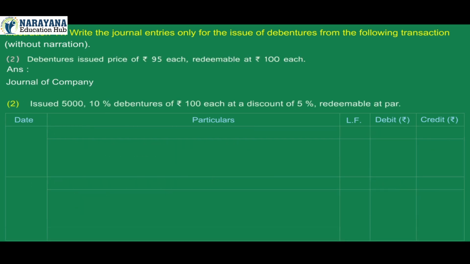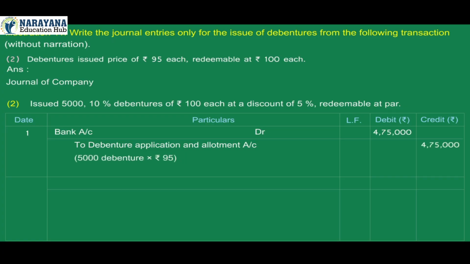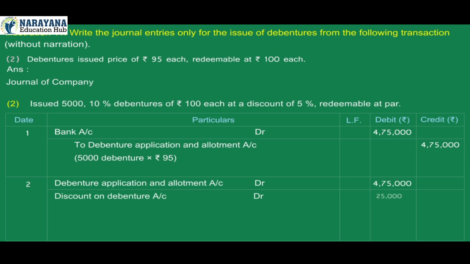2. Debentures issued at the price of ₹95 each, redeemable at ₹100 each. Date, particulars, ledger folio number, debit, credit. 1. Bank account debit, 4,75,000, to debenture application and allotment account credit, 4,75,000, 5,000 debentures into ₹95. 2. Debenture application and allotment account debit, 4,75,000. Discount on debenture account debit, 25,000, 5,000 debentures into ₹5 discount. To 10% debenture account credit, 5 lakh.